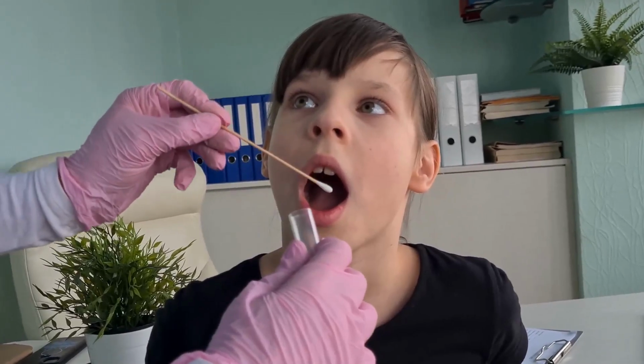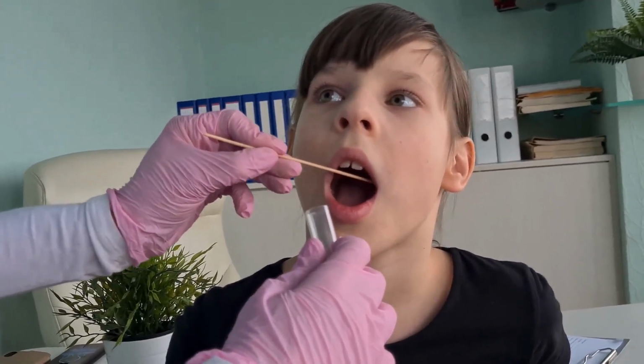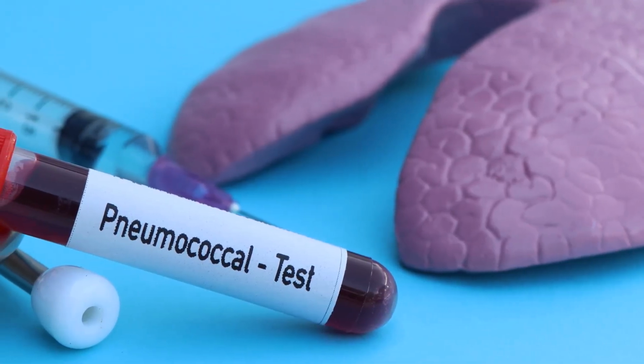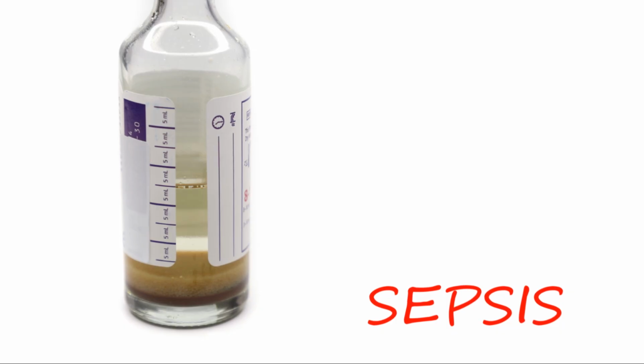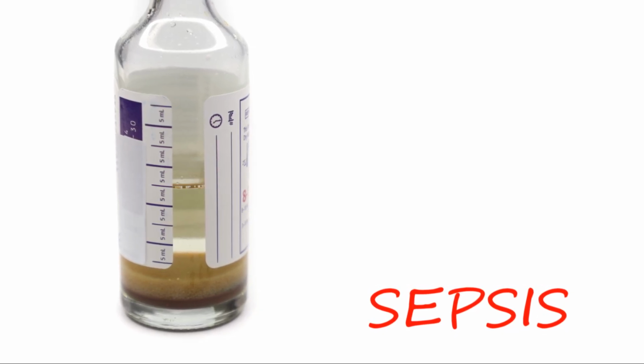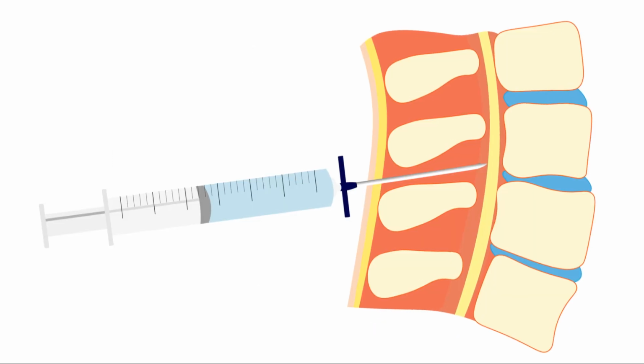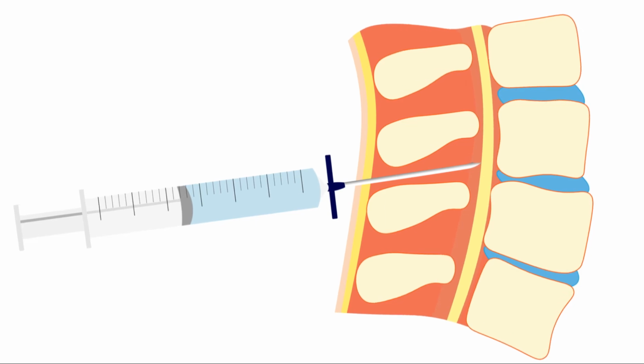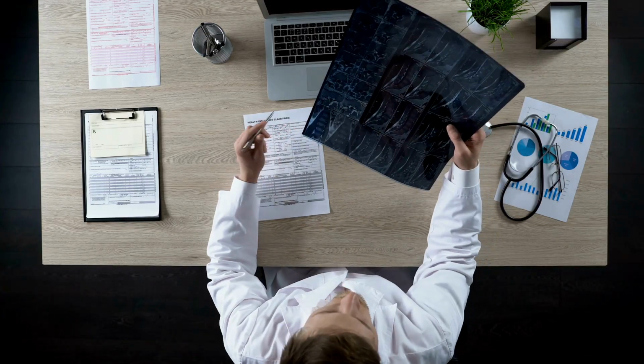Diagnosis of Streptococcus pneumoniae infections depends on the site of infection. For respiratory pneumonia, a sputum sample might be collected. Blood cultures are used to diagnose bacteremia, bloodstream infection. For suspected meningitis, a sample of cerebrospinal fluid is obtained through a lumbar puncture or spinal tap.